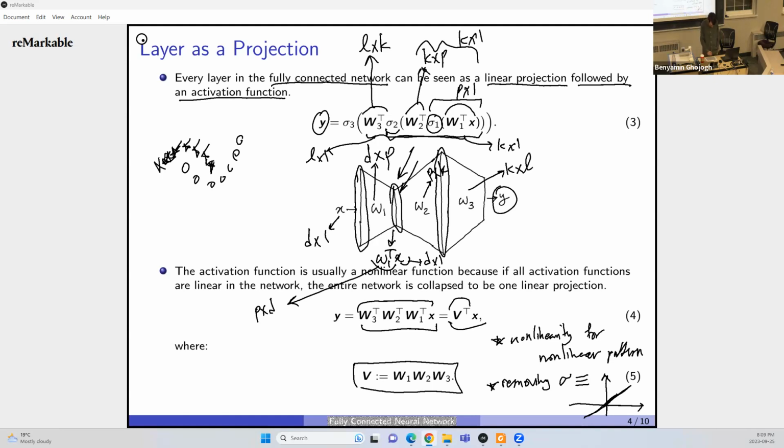Another thing which is very important, I believe. You can see that there are a lot of philosophies behind that. Why are neural networks working very well? What is the reason behind that?